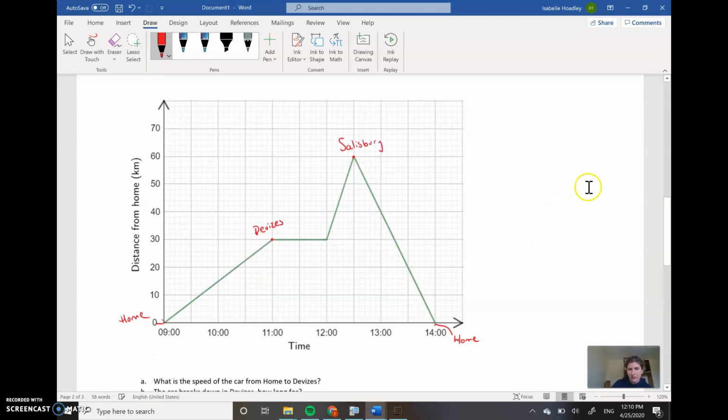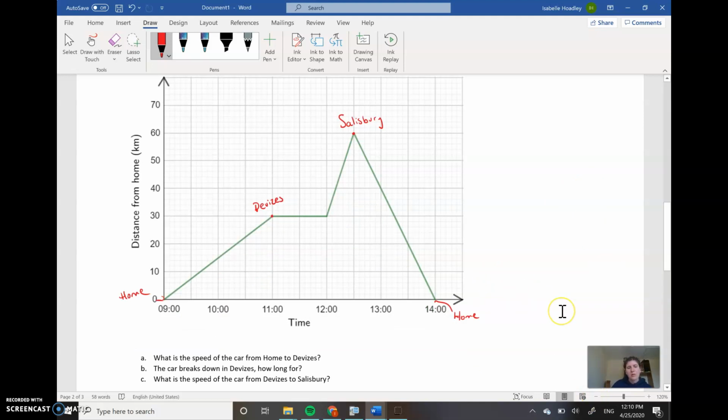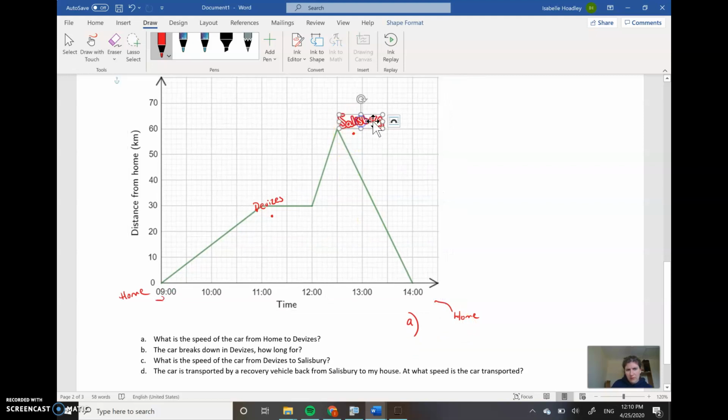All right, now a couple of questions to go with this. What is the speed? So part A, and I actually might just make this... Sorry guys, I think I should just make this a little bit smaller so we can see the questions a bit better. Oh dear, rubbish. Shouldn't have done that. Okay. Lovely. And then home here. Home here. Cool. Easy. Okay.